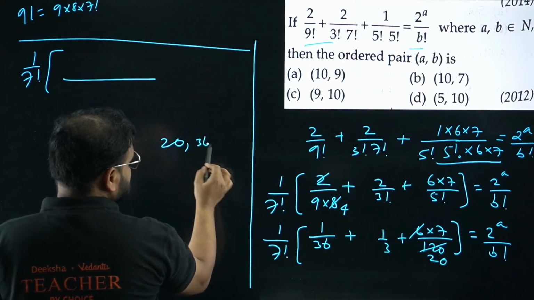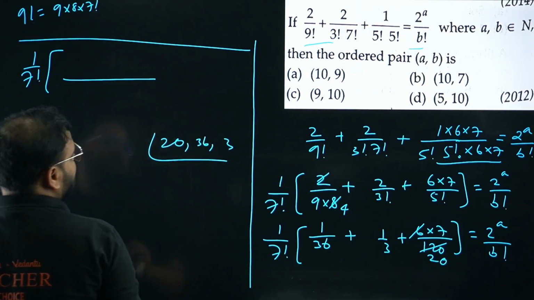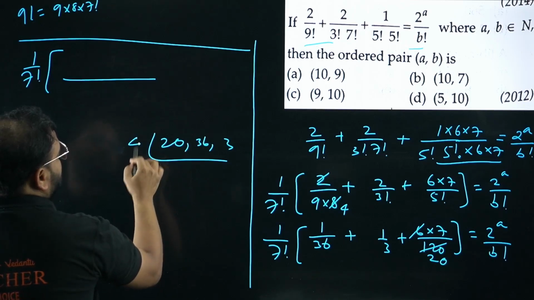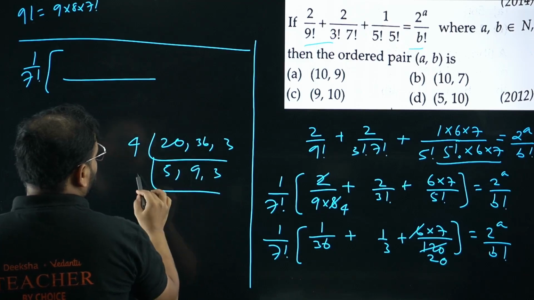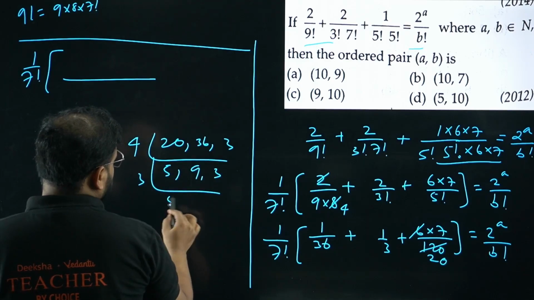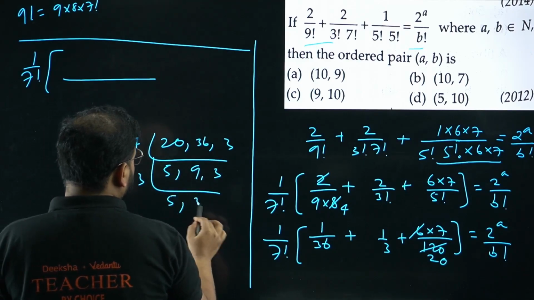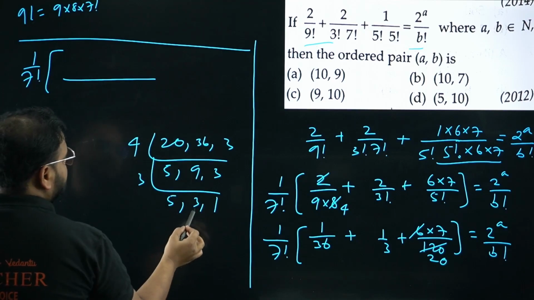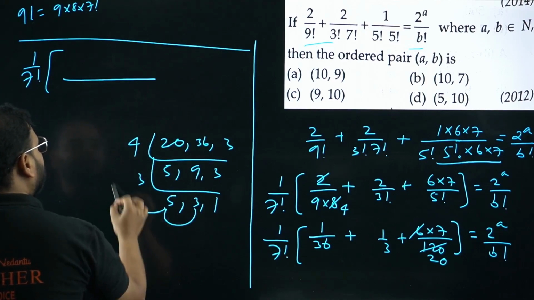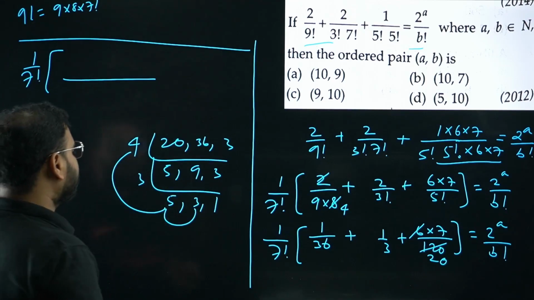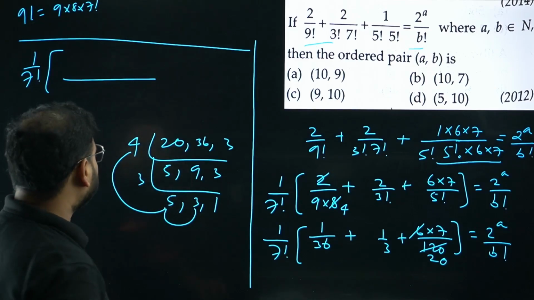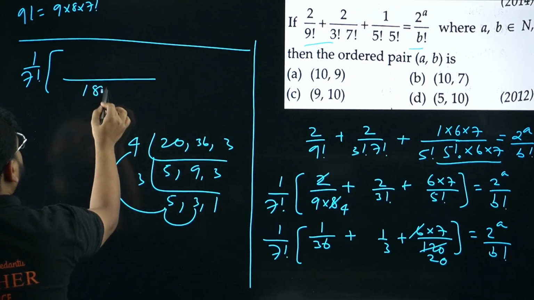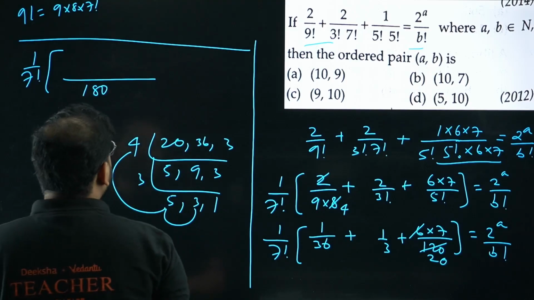20, 36 and 3. 180 or 120. So I can write this with let's say 4. I have here 4 5s are, 4 9s are and 3. Write one more time with 3. I get 5, 3 and 1. So what I get? 5 3s are 15. 15 4s are 60 into 3, 180, right? 15 into 4 will be 60 and into 3 will be 180. So this will become 180. Please check. Okay. So this is 180.